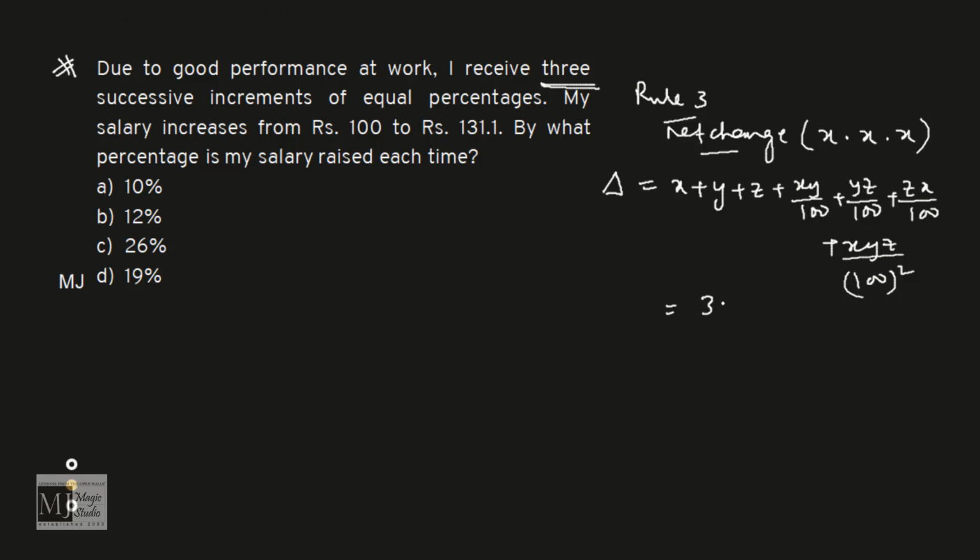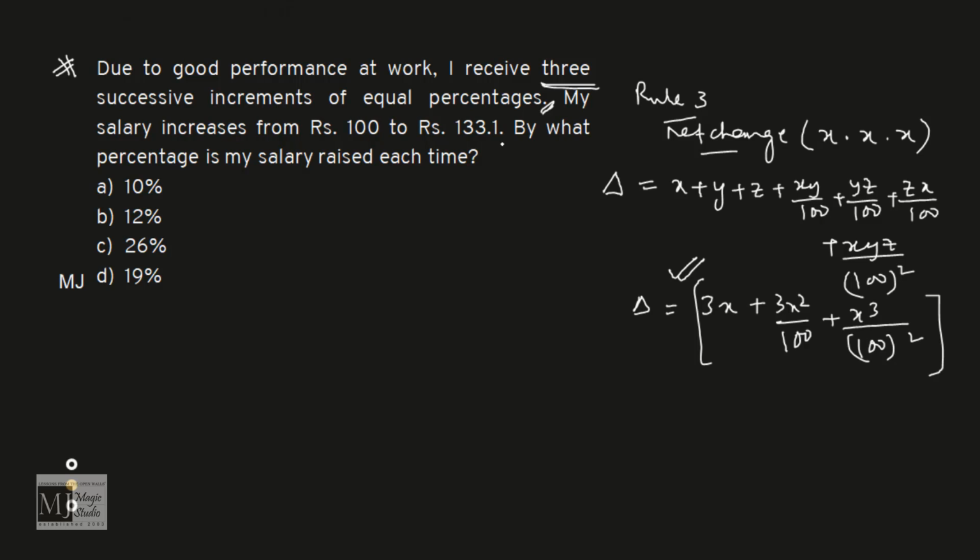So if I put x, this would give me what? x plus x plus x is 3x, plus 3x square by 100, plus x cube by 100 whole square. Okay, this is the net change. Now, my salary increases from rupees 100 to rupees 133.1. So what is the percentage increase in the salary? 133.1 minus 100 by 100 into 100. Since it is 100, we can simply identify it is 33.1%.